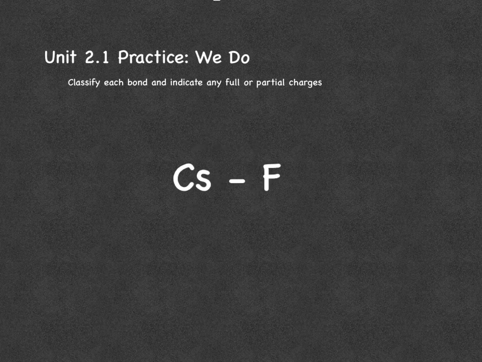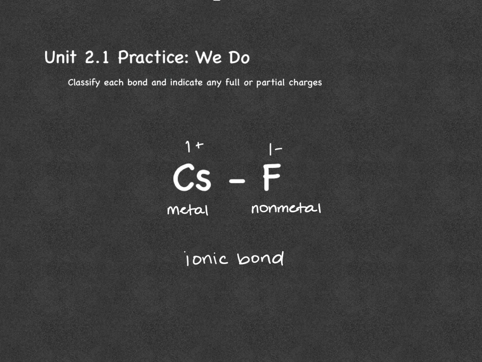So our next compound is a bond between cesium and fluorine. Notice we did skip the magnesium and hydrogen one, because that one's a little trickier and beyond the scope of what we need to know right now. So we're going to skip that one and focus on cesium and fluorine. Again, I have a nonmetal and a metal: fluorine is a nonmetal, cesium is a metal. So it's going to be an ionic bond with cesium taking on a 1 plus and fluorine taking on a 1 minus. And those are going to be full charges, again, because it's an ionic compound.